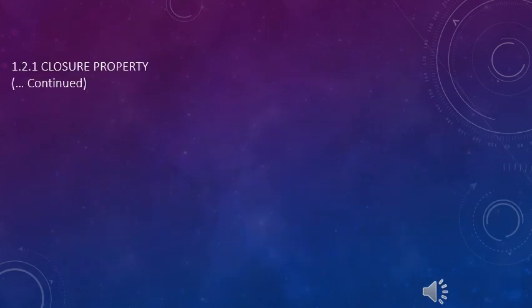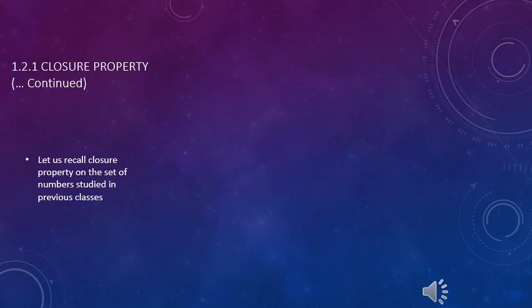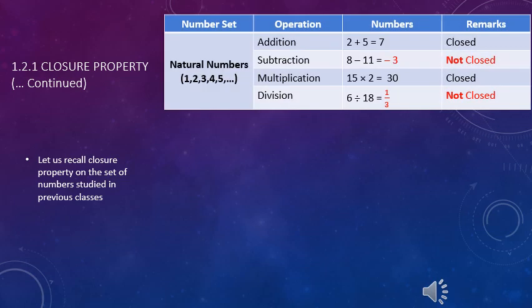Now, let us extend our understanding for other set of numbers. Let us recall closure property on the set of numbers studied in previous classes. In the previous slide, we have seen that for natural numbers, closure property holds true for addition and multiplication. That means natural numbers are closed under addition and multiplication. Natural numbers are not closed under subtraction and division.